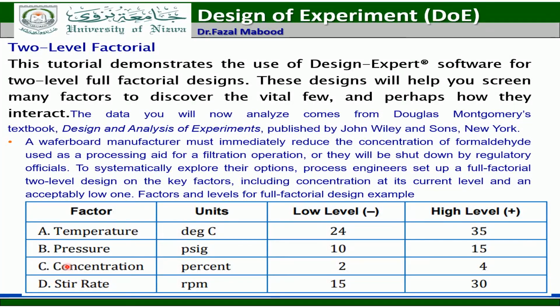Here you see this is a two-level full factorial design. So low level and high level. For temperature, the low level value is 24 and high level value is 35. For pressure, the low level value is 10 and the maximum value is 15. Concentration, the low level value is 2% and the highest is 4%. And for the stirring rate it is 15 to 30.